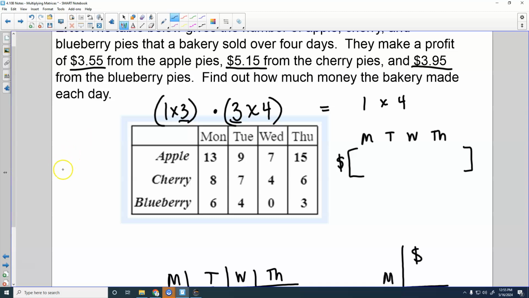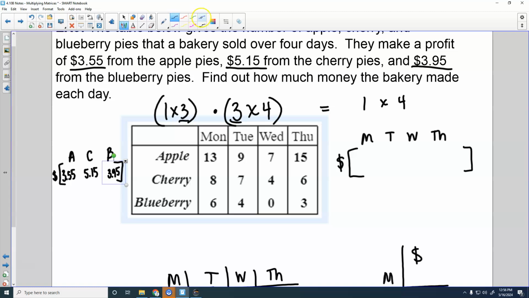So if I want a 1 by 3 matrix, that means I'm going to have the cost on this side. And I'm going to choose A for apple, C for cherry, B for blueberry. I'm kind of running out of room, so we'll have the apple you make $3.55. Cherry you make $5.15. And blueberry you make $3.95 for that.